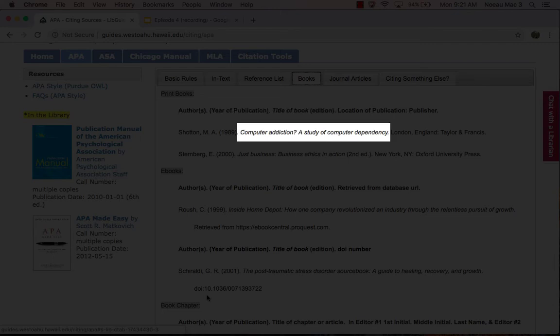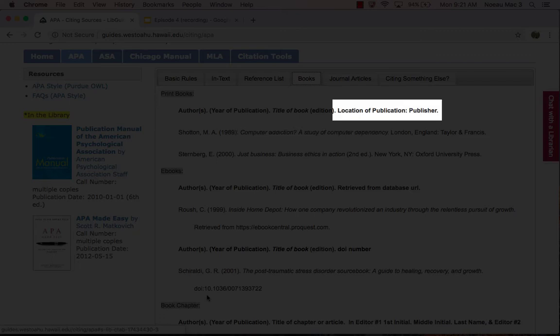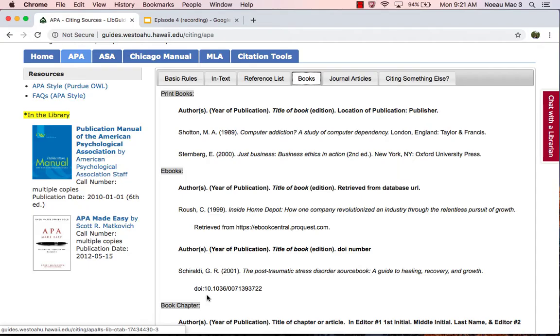Notice that only the first letter of the first word is capitalized. All following words should be lowercase unless it comes after a punctuation or colon or is a proper noun. The city and country of publication, followed by the name of the publisher, is the last piece of information needed.